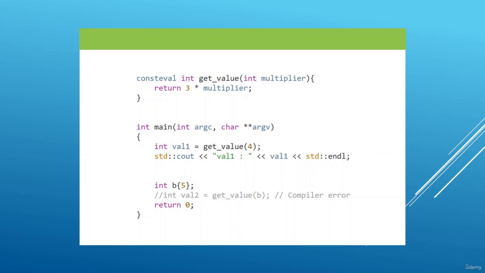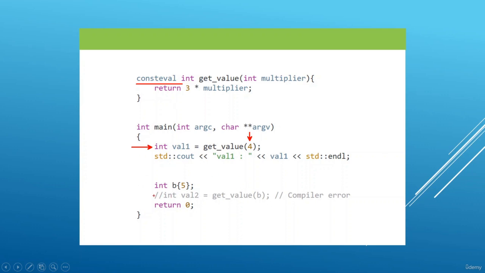Here we have the same example we had in the last lecture, but now you see that this function is marked as consteval. We can see that right here. And if we hit the main function and try to call this function like we do on this line here, this is going to work because 4 is a literal, which is known at compile time. So this function here is going to be evaluated at compile time, and this is going to work.